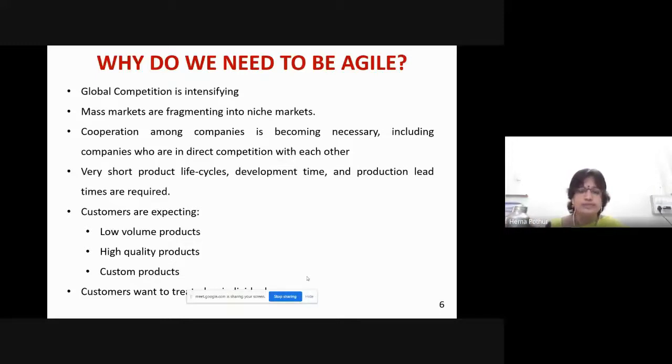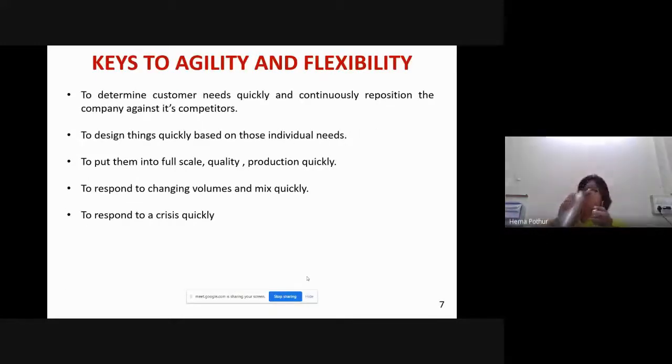Let's move further. Some keys to agility and flexibility. Before I talk about these keys, we know what flexibility is: being easily adaptable to whatever changes there are. Agility is a quick response, or a quick change to whatever is happening in the market. We need to react to that market, determine customer needs quickly, and continuously reposition the company against its customer.